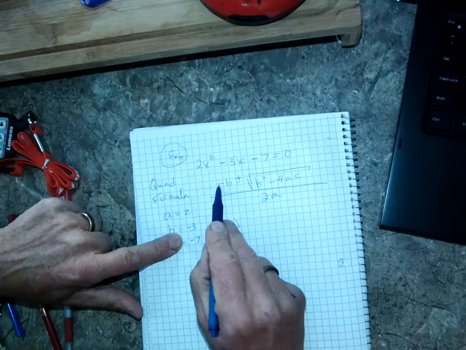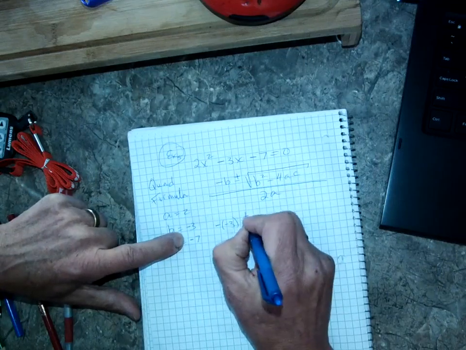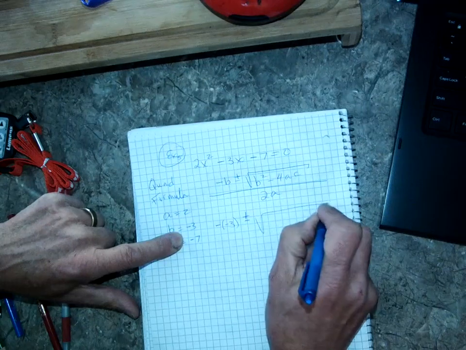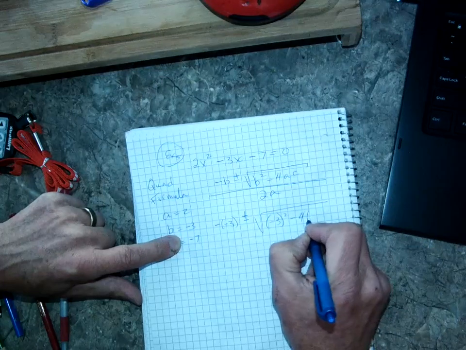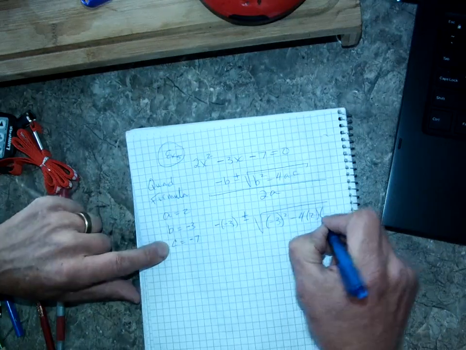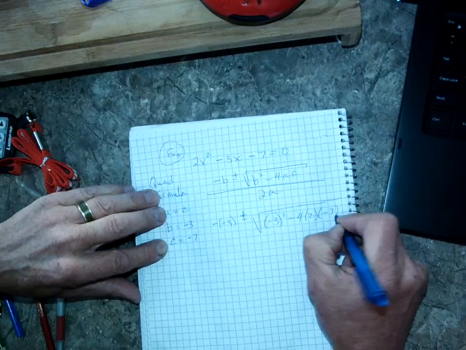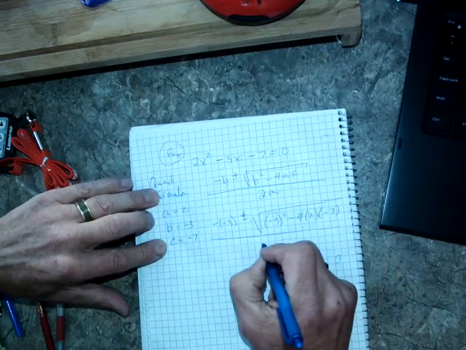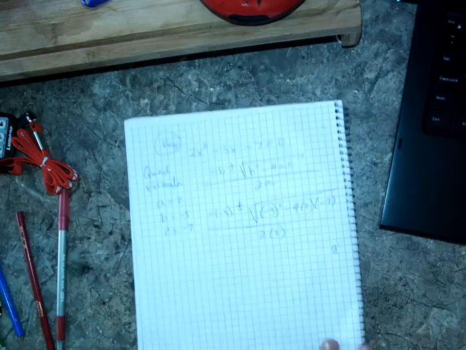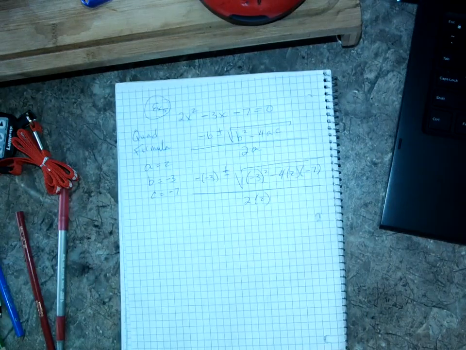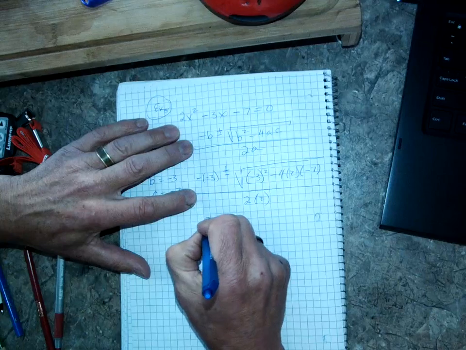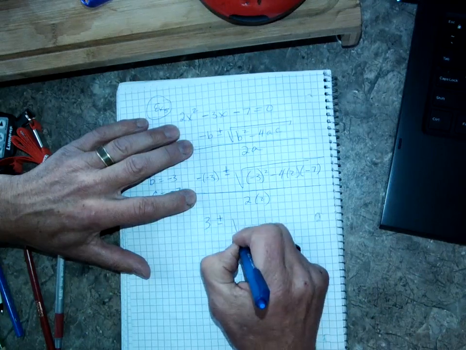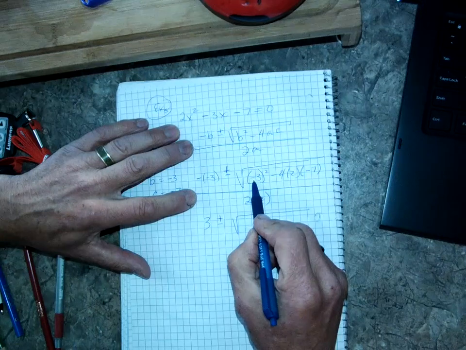Put the negative 3, negative b, negative negative 3, plus or minus, because there's two answers, big square root of b squared, or negative 3 squared minus 4 times a, which is 2, times c, which is a negative 7, all over 2 times a, which is 2 times 2. Okay, so kind of a mess, but I think I'm going to get some answers. Okay, all right, let's go ahead and keep working on this. Double negative, negative 3 makes positive 3, plus or minus, big square root. 3 squared, negative times negative is a positive.